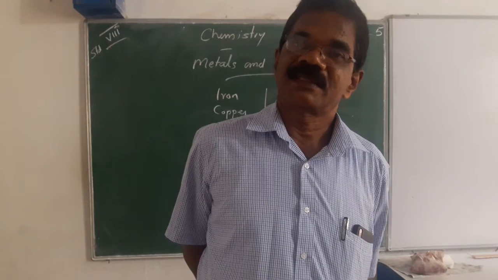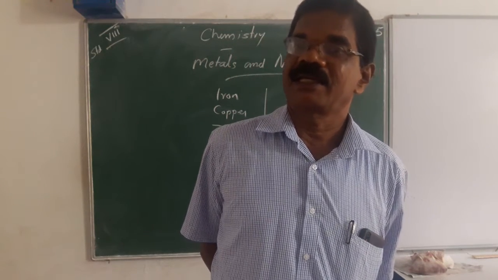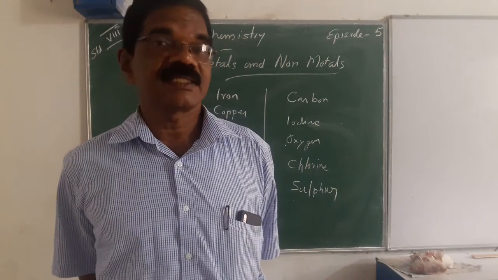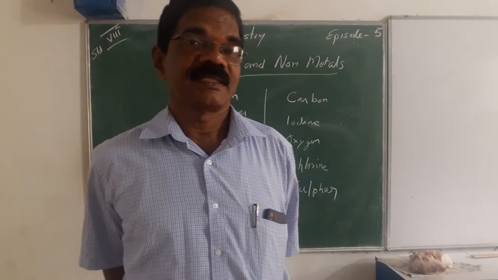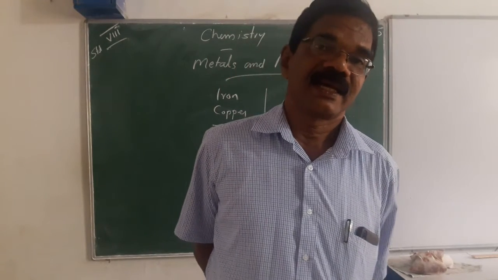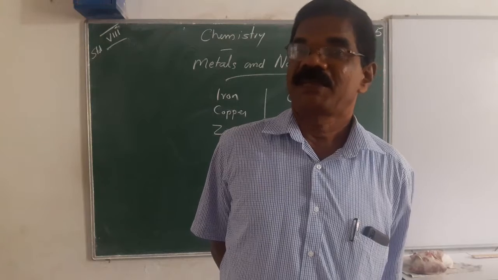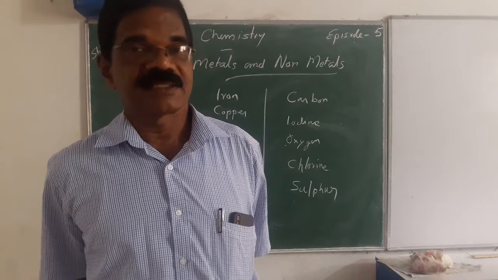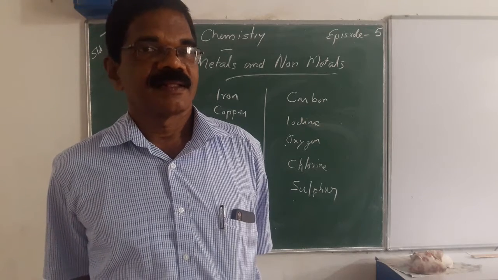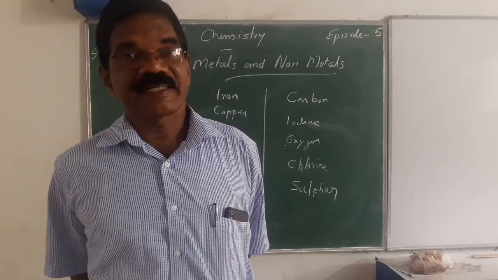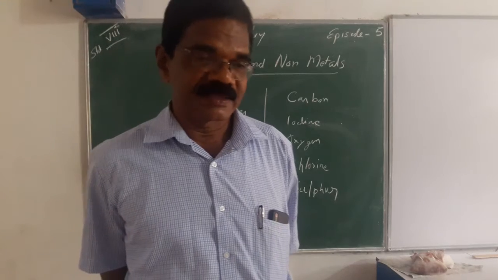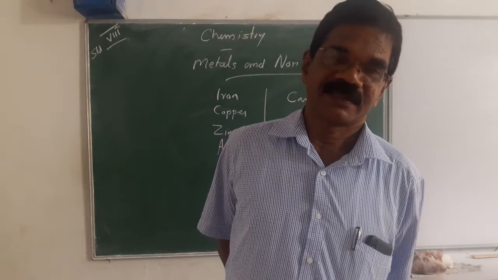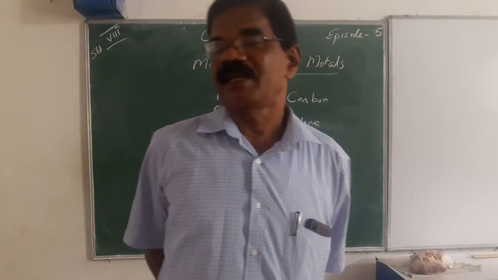Our universe, sea, earth and sky are all made up of these 118 elements. These 118 elements are divided into metals, non-metals and metalloids. Now let us see what the properties of metals are.